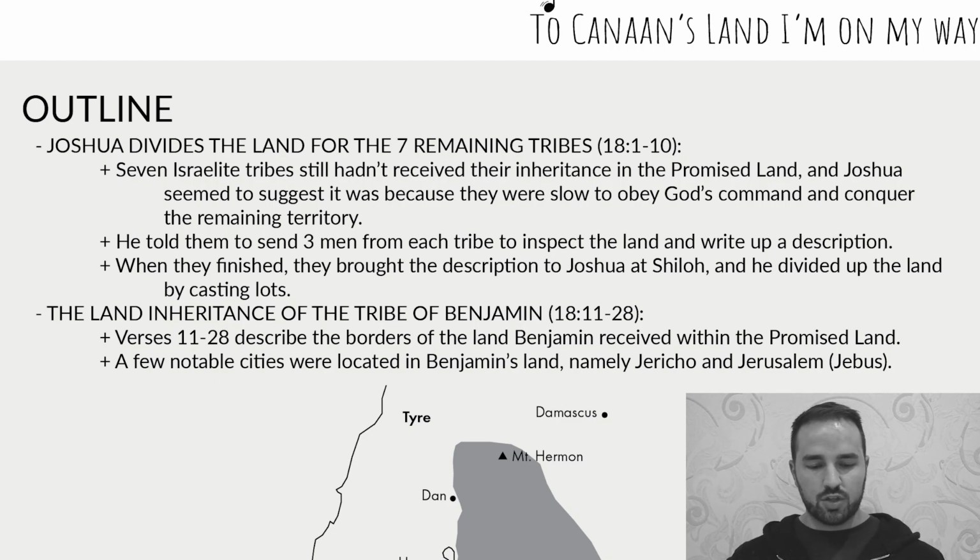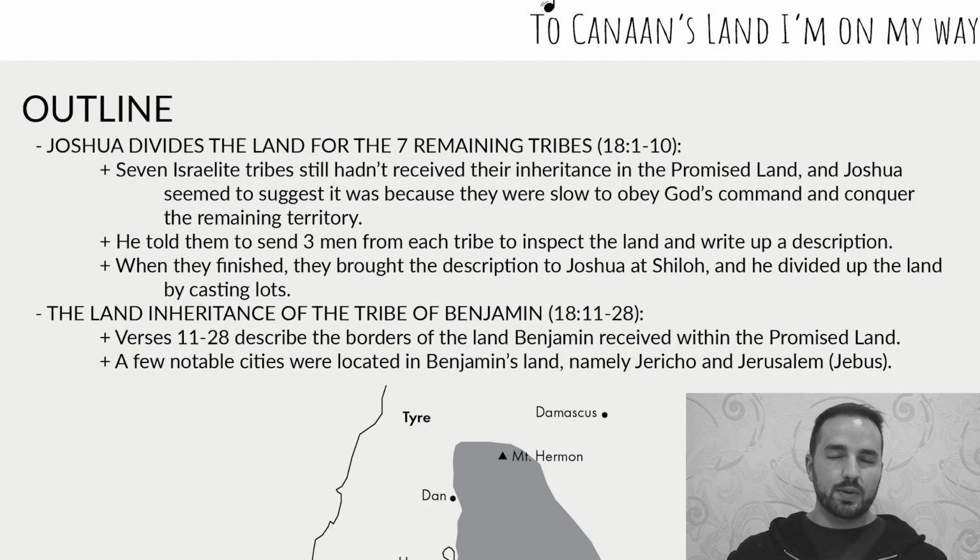He told them to send 3 men from each tribe to inspect the remaining land and to write up a description of the remaining land. And then when they were finished, they were supposed to bring the description back to Joshua at Shiloh, and he would divide up the land by casting lots.